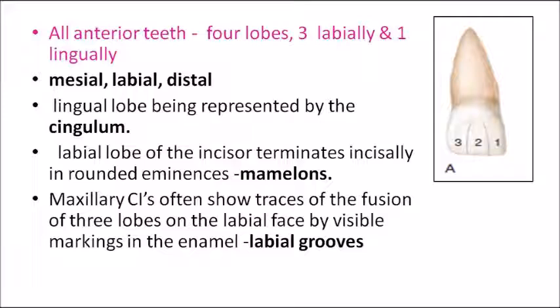Now the labial lobe of the incisor terminates incisally in a rounded eminence which is called mamelons. So the mamelons are the labial lobes of the incisors which terminate in the rounded eminence on the incisal aspect. So they are actually representatives of the labial lobe.